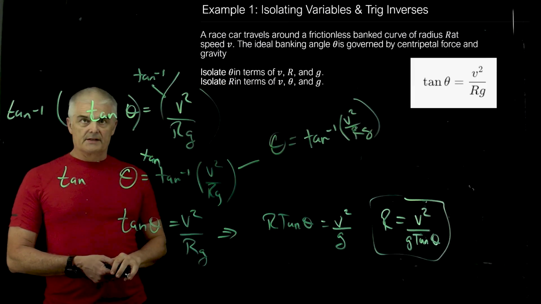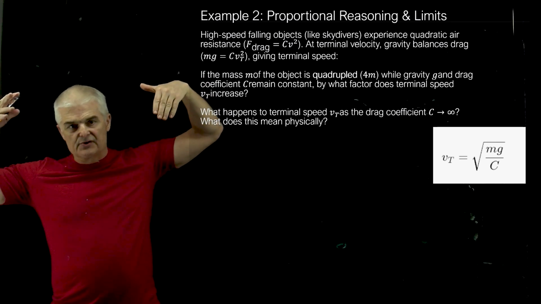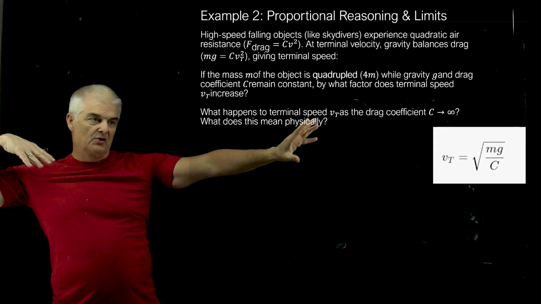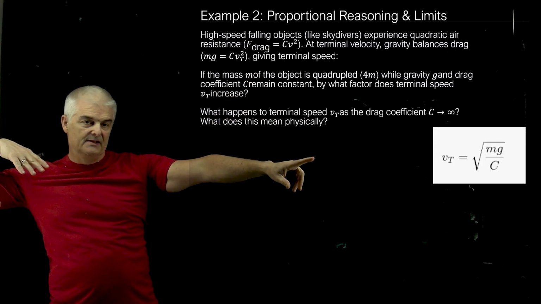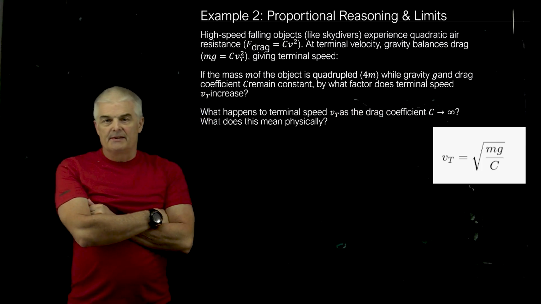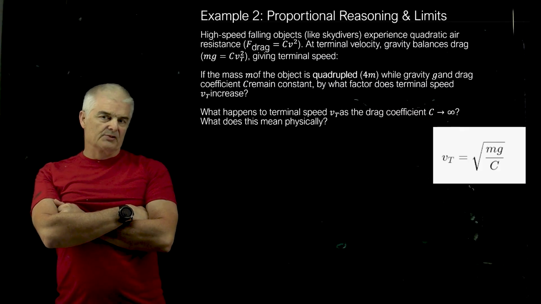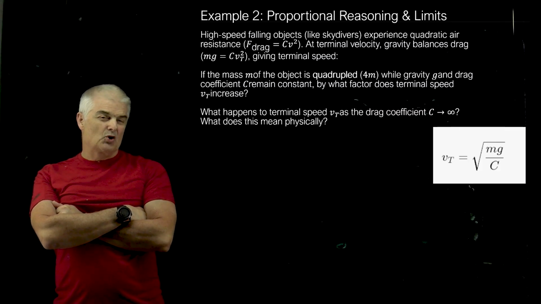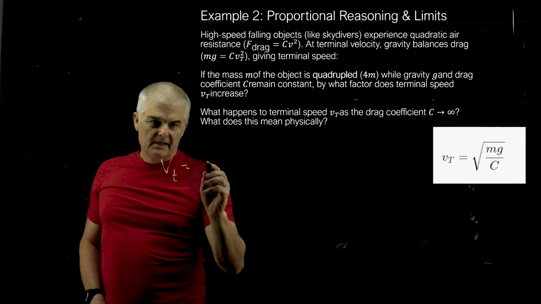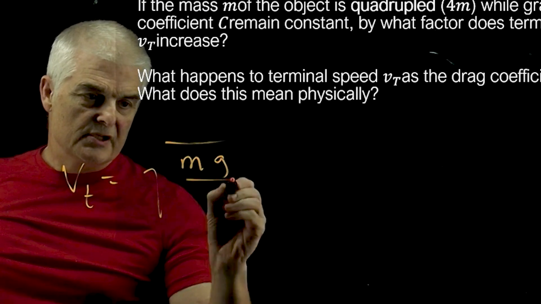Let's take a look at our second example. In the second example, we've got high-speed falling objects, skydivers. They experience a quadratic air resistance called the drag, and we have this equation. The terminal velocity vt is the square root of mg divided by c. And I think c is a constant. So what we want to do is use proportional thinking. So if the mass m of the object is quadrupled, right? So vt equals the square root of mg over c.